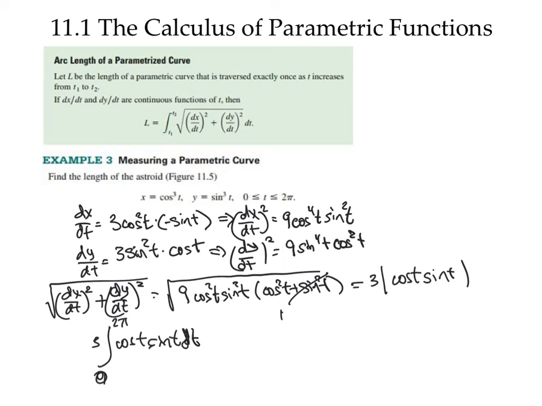Anyway, I could do this integral a couple of different ways. I could let u be sine t, and then du would be cos t dt, so I'll wind up with 2 times sine squared t over 2 from 0 to 2 pi, whole thing times 3. I could do it that way, or I could recognize that sine t times cos t is half of 2 sine t cos t, so this could be 3 halves the integral of sine 2t, which is also an easy way to do it. Anyway, the length of the first quadrant thing comes out to 6, if you want to check the math.